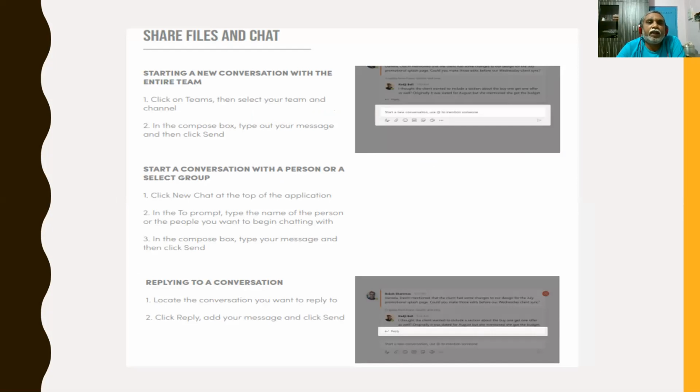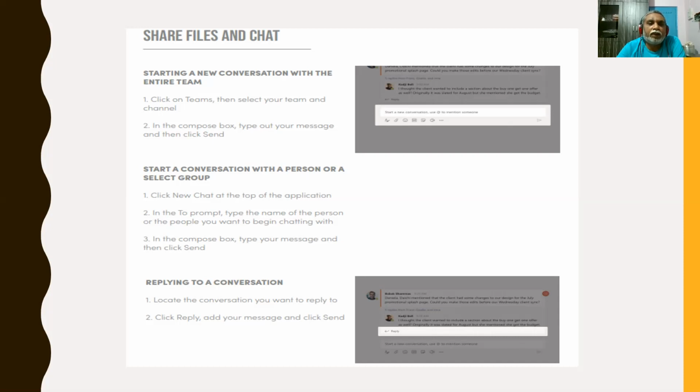Click on Teams, select teams and channels. In the compose box, you can type your message and click on send. Everyone can see the message, or you can send it privately to a specific person. Only that person will see the chat messages. Start a conversation with a person or select a group.